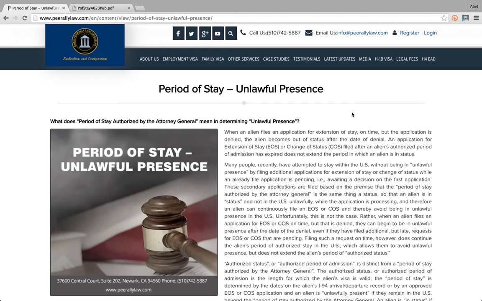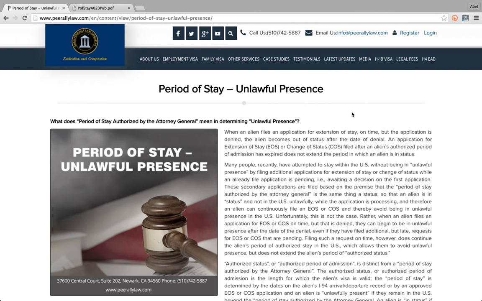But as long as it's pending, you are allowed to stay. This is what's called non-unlawful presence. That means you are not accruing unlawful presence, also known as period of stay authorized by the Attorney General, that you are allowed to stay. But what you are not allowed to do is piggyback on that pending status to file for another change of status or an extension in a different category, or even in the same category, as a matter of fact. So be very, very careful.